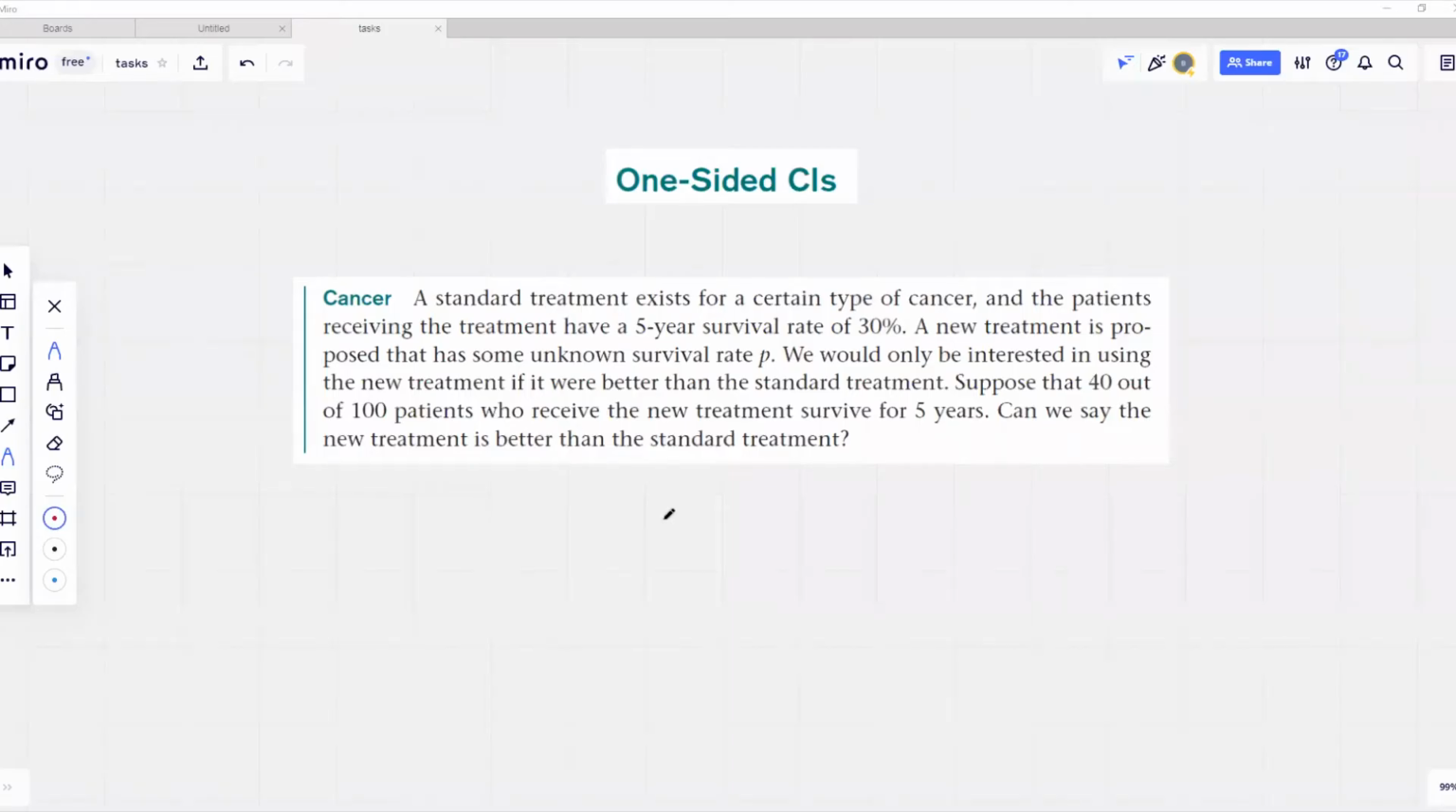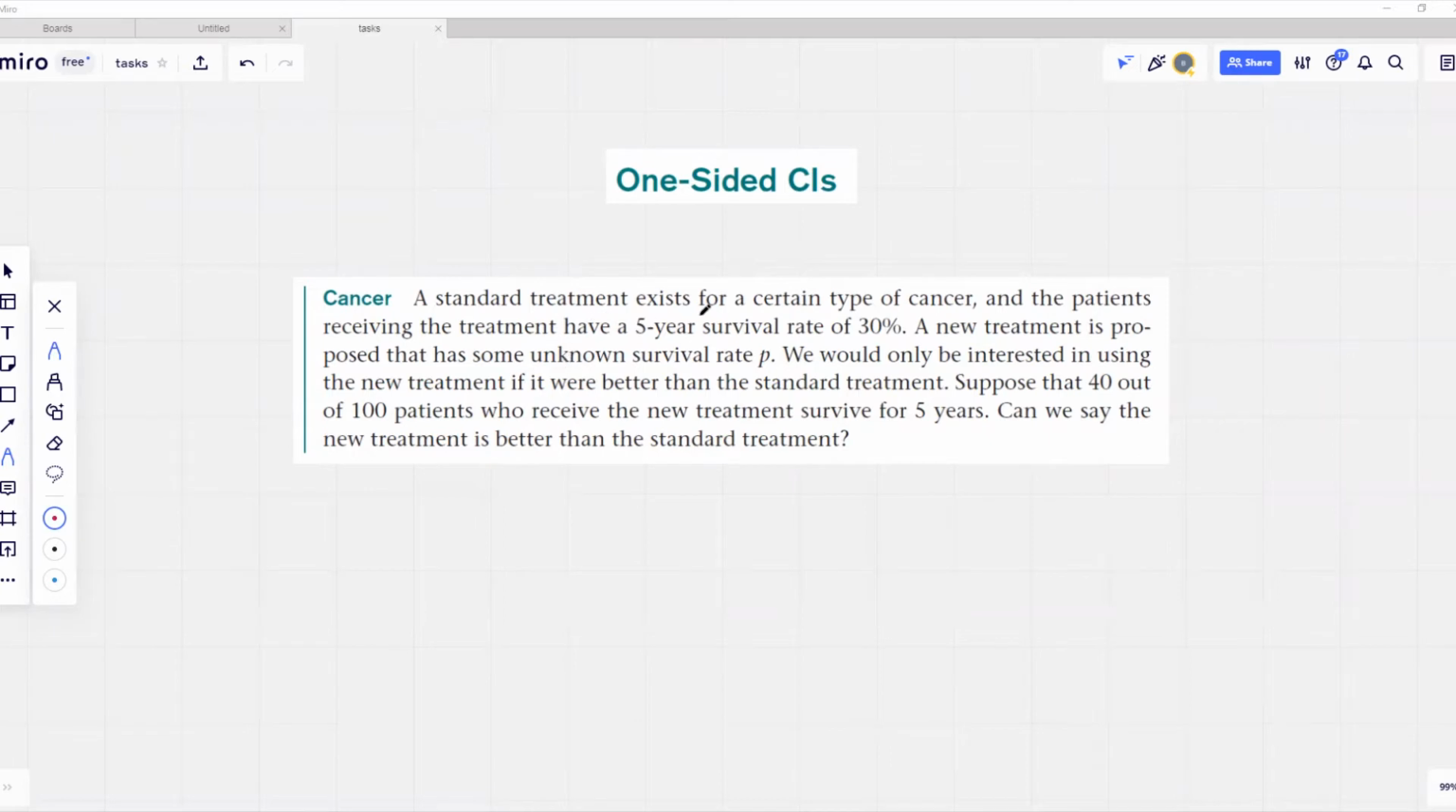Welcome guys, in this video we are going to study one-sided confidence intervals. The confidence intervals that we have studied so far are known as two-sided confidence intervals since they had both lower and upper bound. Well, in some cases we are only interested in one bound of our confidence interval. For instance, let's take a look at the following example.